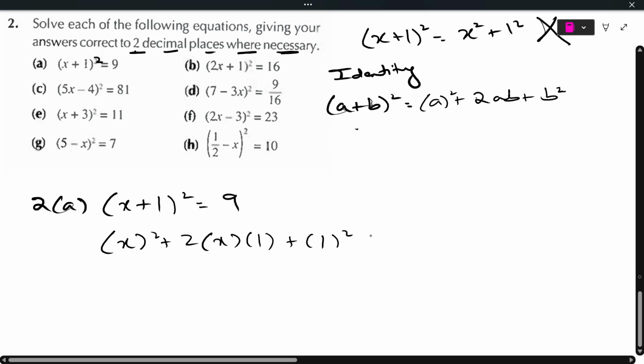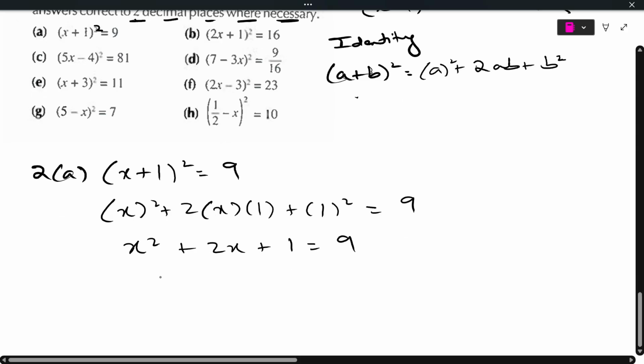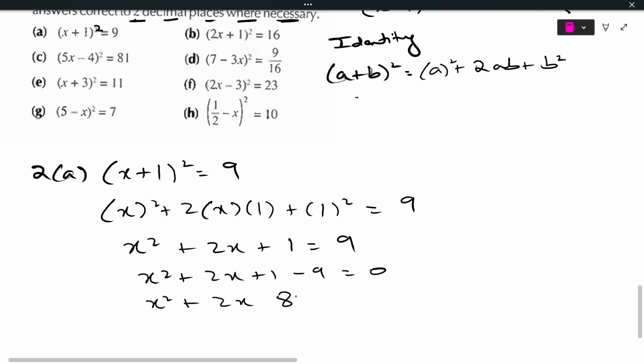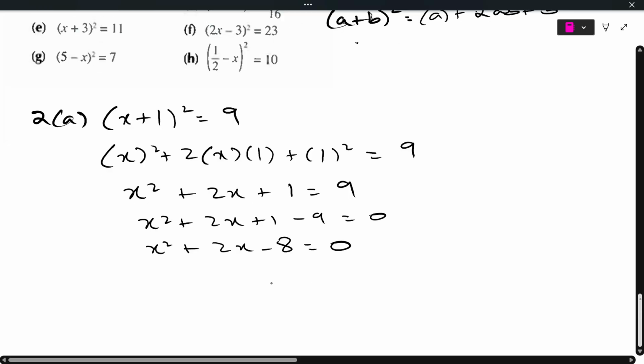And don't forget that it's equal to 9. So that's going to be x square plus 2 times x times 1, that's 2x, plus 1 square is 1, is equals to 9. Therefore if I bring this 9 to the other side, it's going to be x square plus 2x plus 1 minus 9 is equals to 0. And therefore x square plus 2x, plus 1 minus 9 is minus 8, and the sign is always of the greater number. So this is how it looks like, x square plus 2x minus 8 is equal to 0.